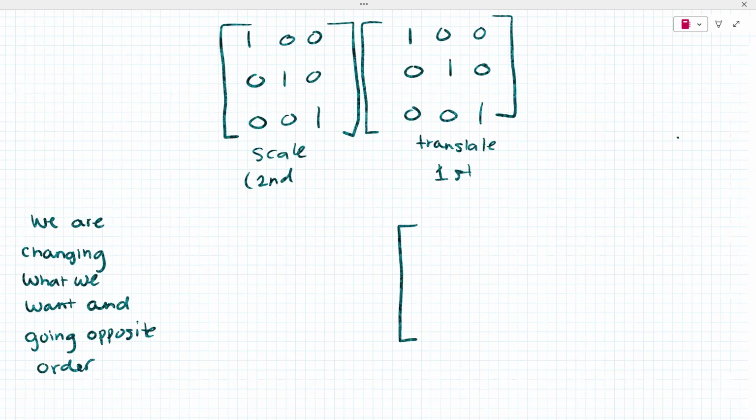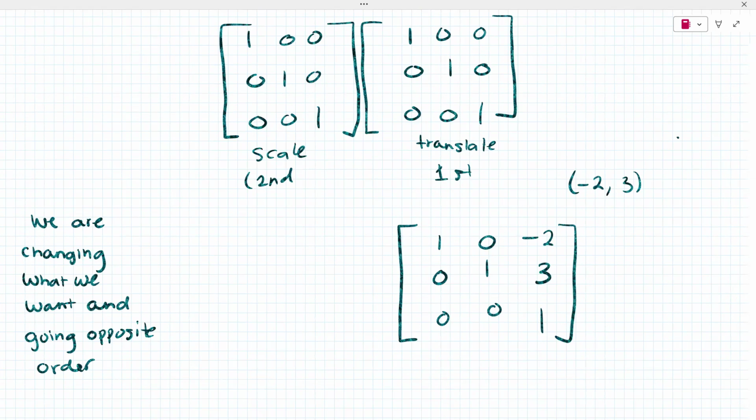So we said that we're going to translate it by the coordinate -2, 3. So this matrix will be 1, 0, 0, 0, 1, 0, and we said our x, we're going to translate from -2, 3. So this is now going to be -2, and then this 0 is now going to be +3. Remember, this is your x row, this is your y row. That's why this is a 3, this is a -2.